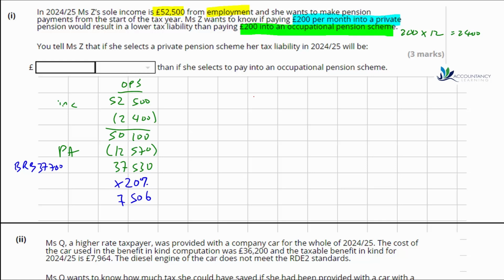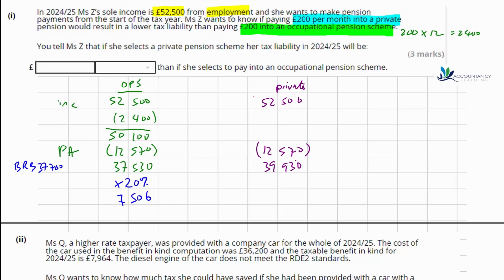So what if we paid into our private pension? Well, we do this from our net pay. So we would still have our income of $52,500, but we wouldn't have any deductions from the employer. So from that, we would take off our personal allowance of $12,570, leaving us with $39,930 of taxable income.